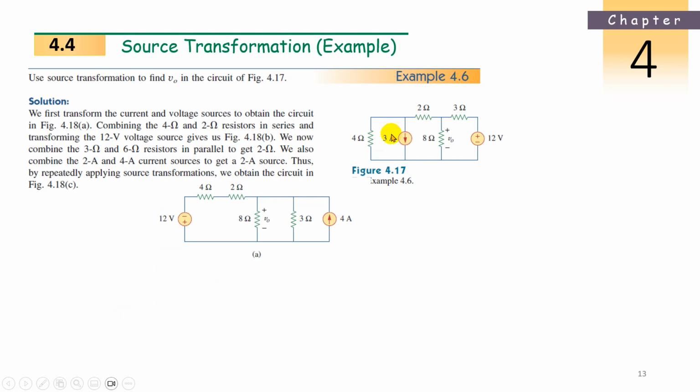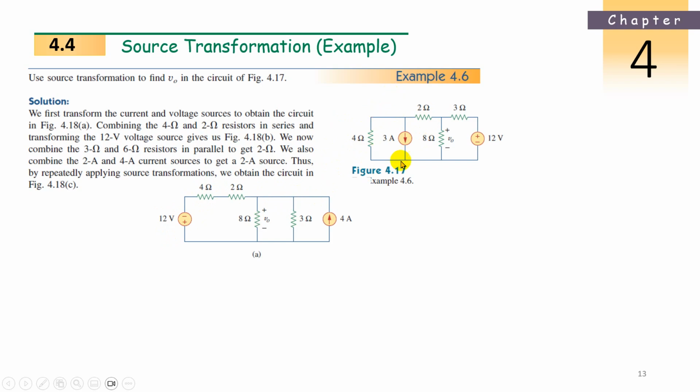What? 3 ohms and 4 amperes. What is now? V is equal to IR. 4 into 3. How much? 12 volts. So this is the voltage, 12 volts. The same 3 ohm resistance will come in series with the voltage source. And 2 ohms resistance as it is, no change. 8 ohm resistance as it is, no change.